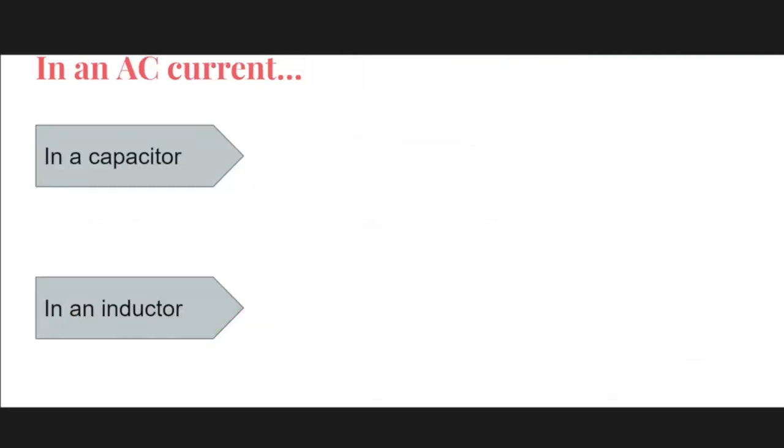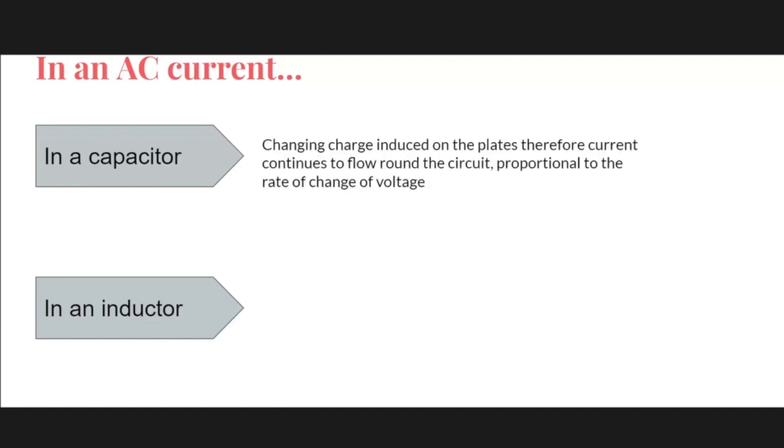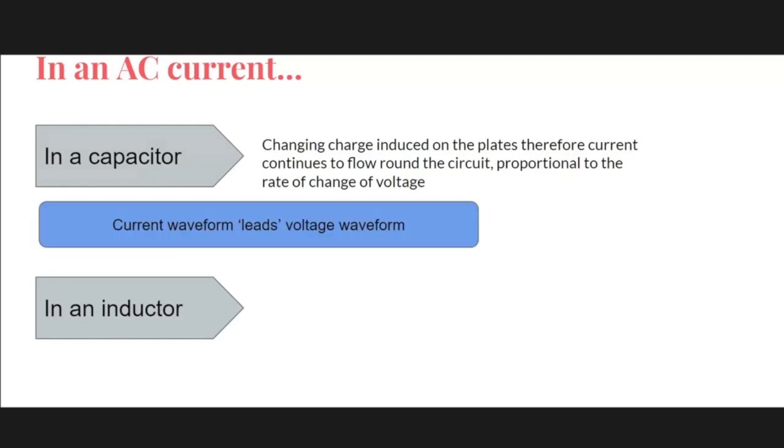Okay, so now I'm moving on to how AC current would work through each of these elements. As we said, in the capacitor, when it reaches the saturated voltage, it will stop flowing a current through the distal plates. But with an AC current, there's a constant wave. So the changing charge induces the plate, and therefore current continues to flow, and that flow is proportional to the rate of change of voltage.